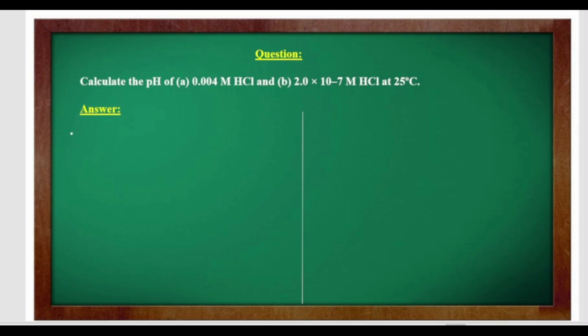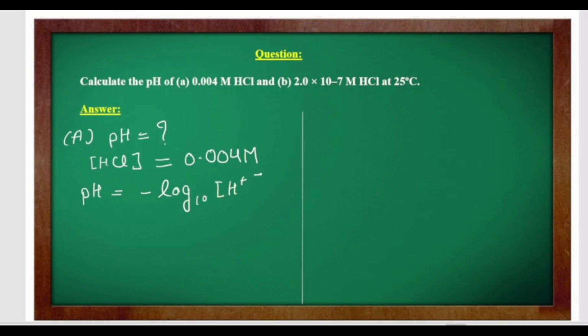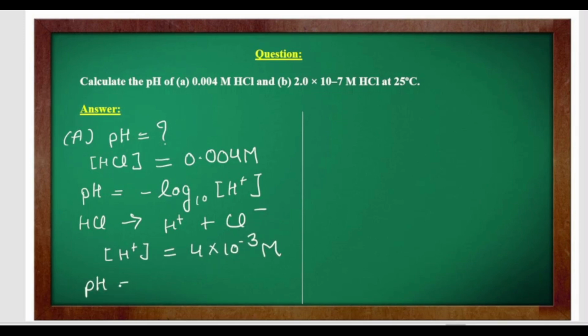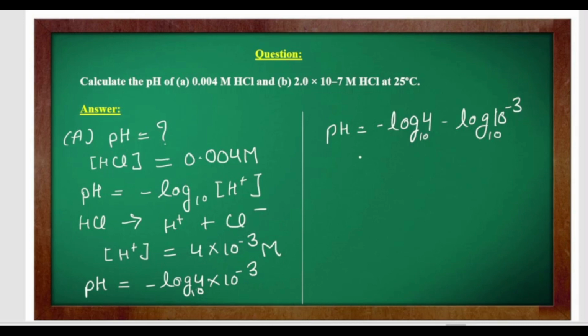In the first part, we have to find out pH, given the HCl concentration is 0.004 molar. pH equals minus log of H plus. HCl is a strong acid, so in solution it gives hydrogen plus and chloride minus. So the H plus concentration in solution is 0.004 molar. pH is minus log of 0.004 molar, which can be written as minus log 4 plus 3. After solving, the pH value comes out to be 2.40.